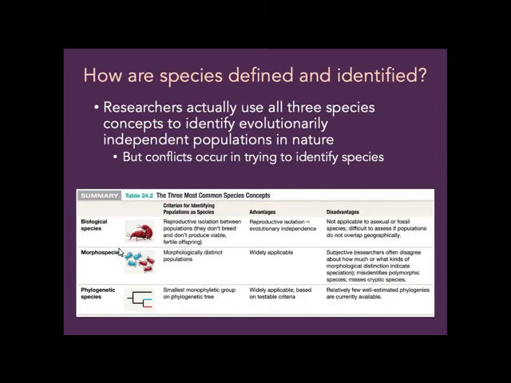Okay, but people don't just pick a species concept. Usually researchers will use all three species concepts to figure out evolutionarily independent populations in nature. But every once in a while you can come up with a conflict between a couple of different species methods that needs to be resolved.